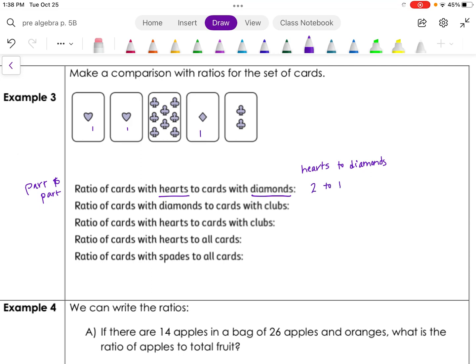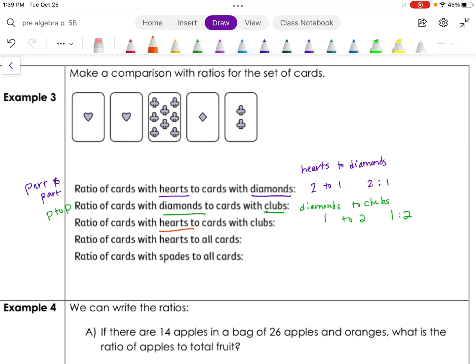So this is a 2-to-1 ratio, which I could also write as 2:1 with my colon. All right, ratio of cards with diamonds to cards with clubs. Well, again, this is a part-to-part relationship. So my diamonds to clubs, well, we know there's 1 diamond and there's 2 clubs, which we could also write as 1-to-2. So that's our part-to-part relationship for diamonds to clubs.